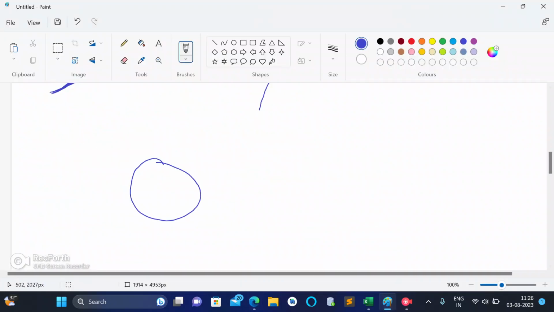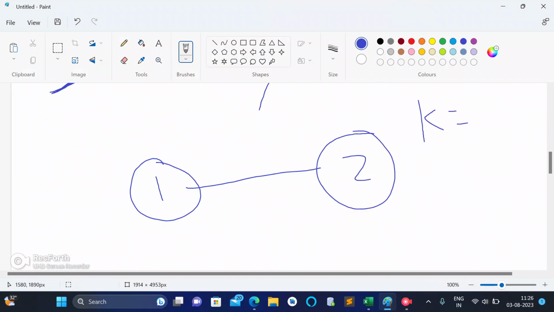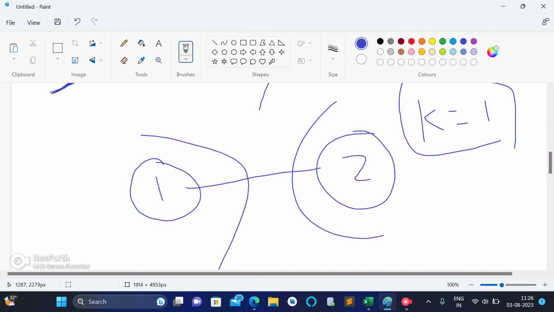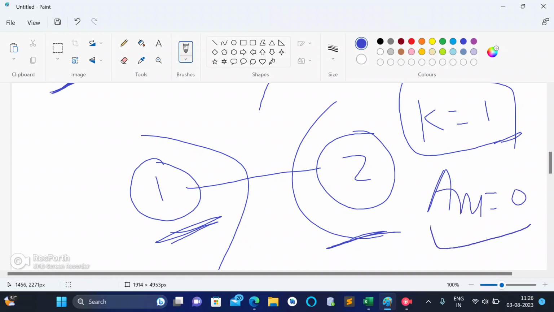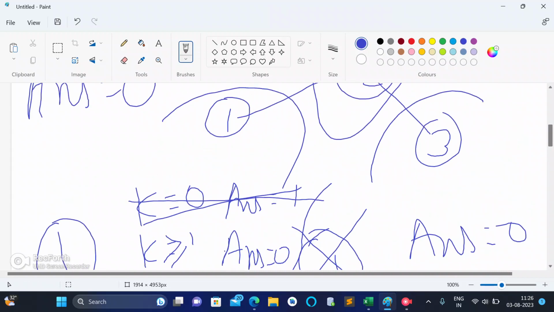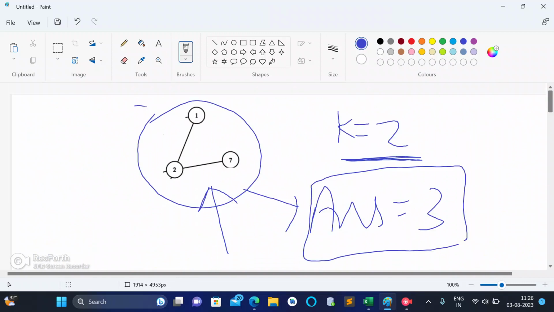In the third special case, suppose there are two nodes, 1 and 2. In one operation both of them will get removed, because both of them are leaf nodes, and after the one operation the answer would be 0. So this is the question. Let's understand the approach of this question.